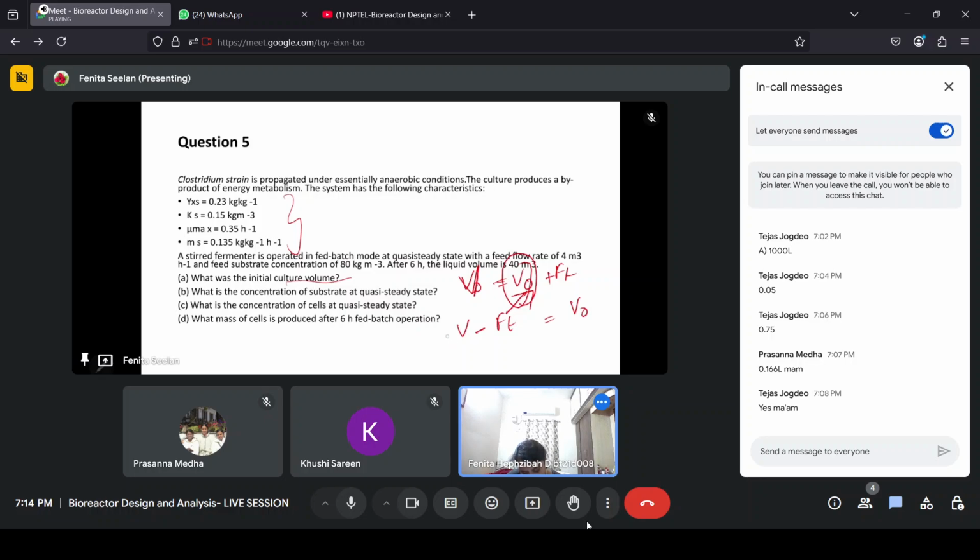So let's start putting things together. F is given as what? The feed flow rate of 4 meter cube. And what is given as V?